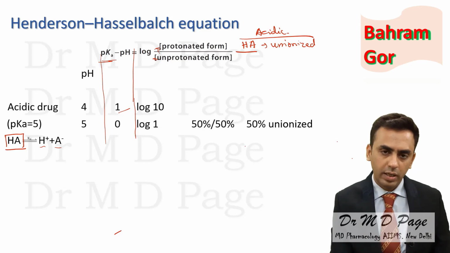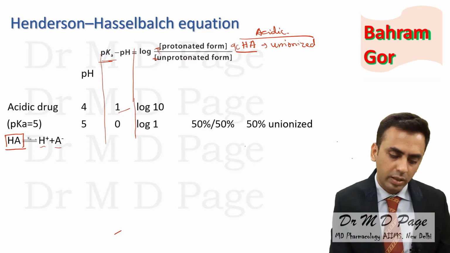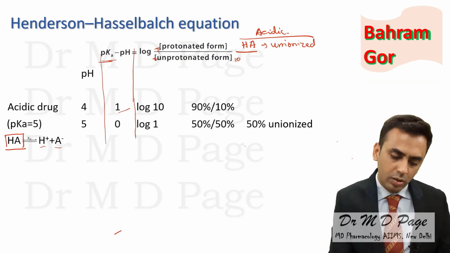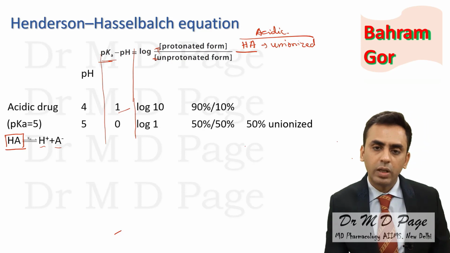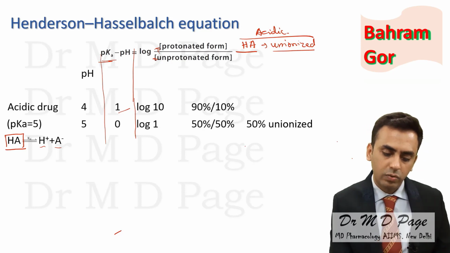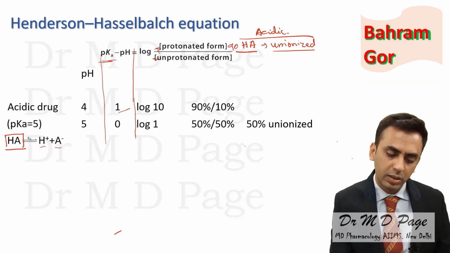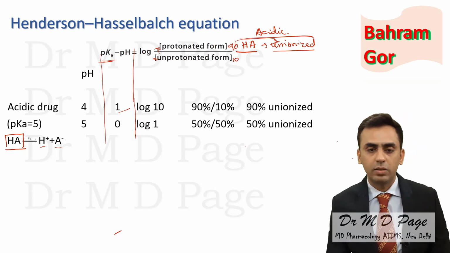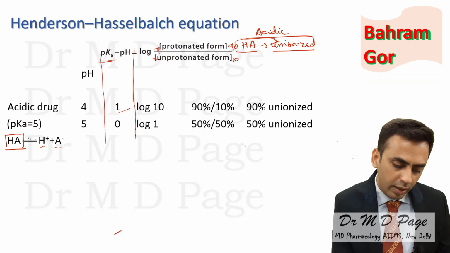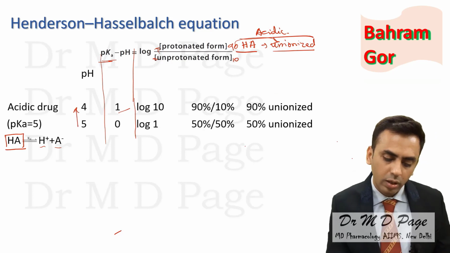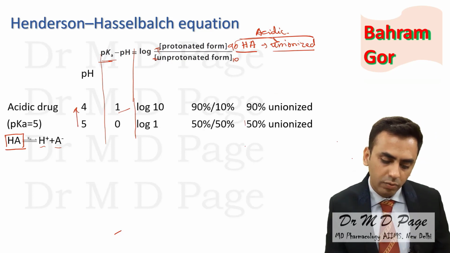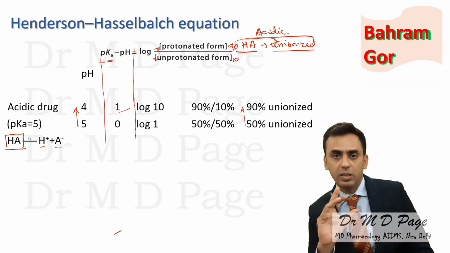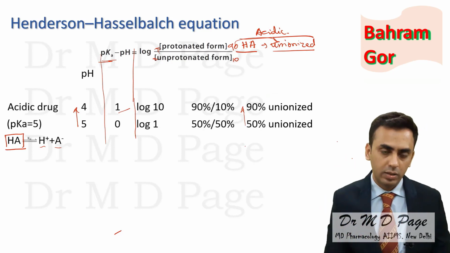Okay. For this 10, what should be this ratio? Approximately 90% divided by 10%. Correct. So what is 90% now? 90% is this unionized form, correct? 90% by 10%, 90% is this unionized form. So 90% is unionized. See what is happening. If I decrease pH from 5 to 4, the degree of unionization changed from 50 to 90%. So how much did it change? It changed a lot. Just a change in one pH changed the ionization a lot.